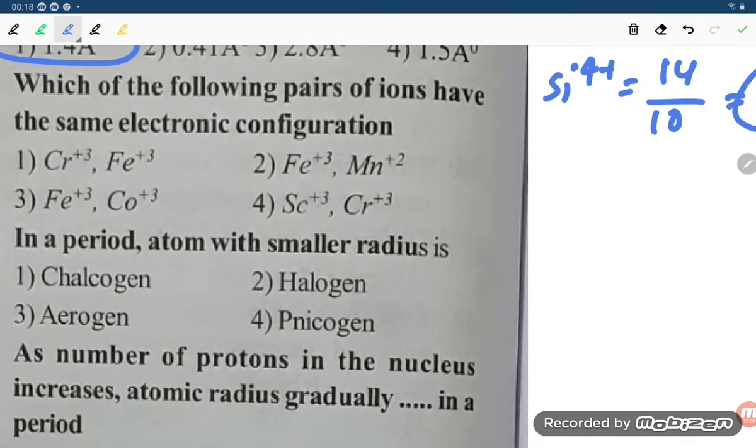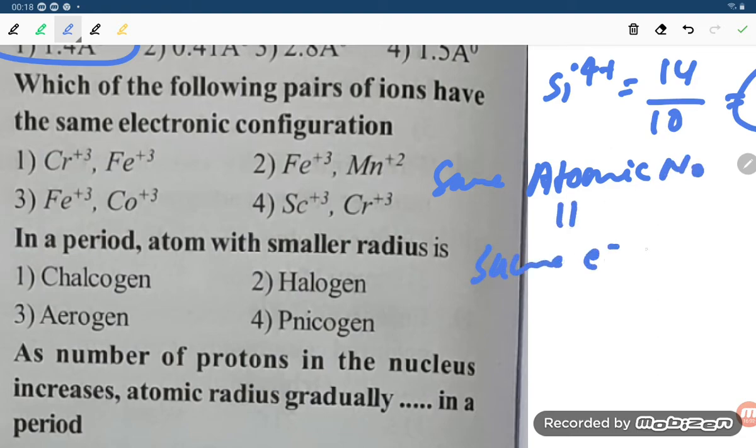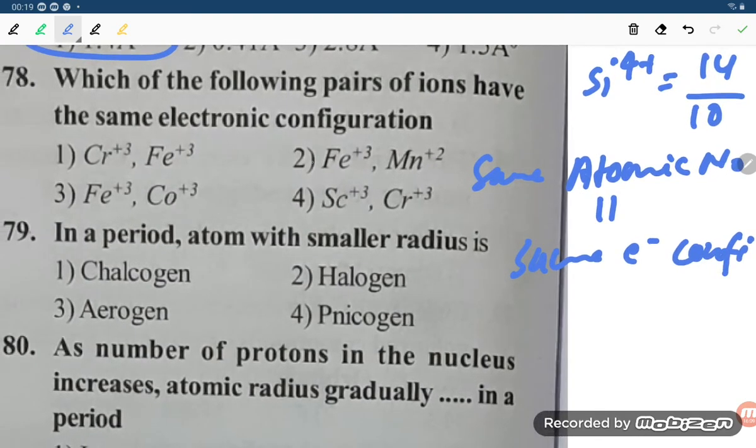Same electronic configuration means same atomic number. Whoever is having the same atomic number should have the same electronic configuration. Now see, Fe3+ is having 23 electrons. Mn2+ is 25 minus 2, that is 23. This is having the same number of electrons, so our answer will be this.